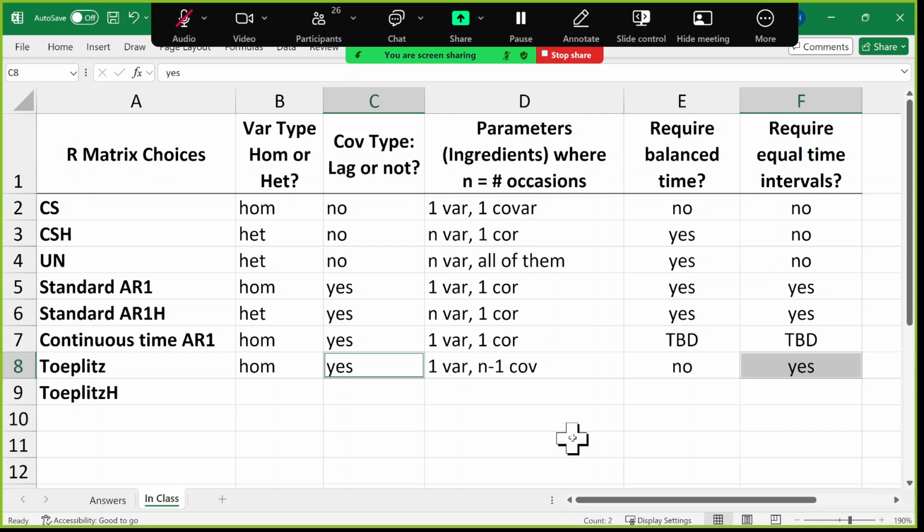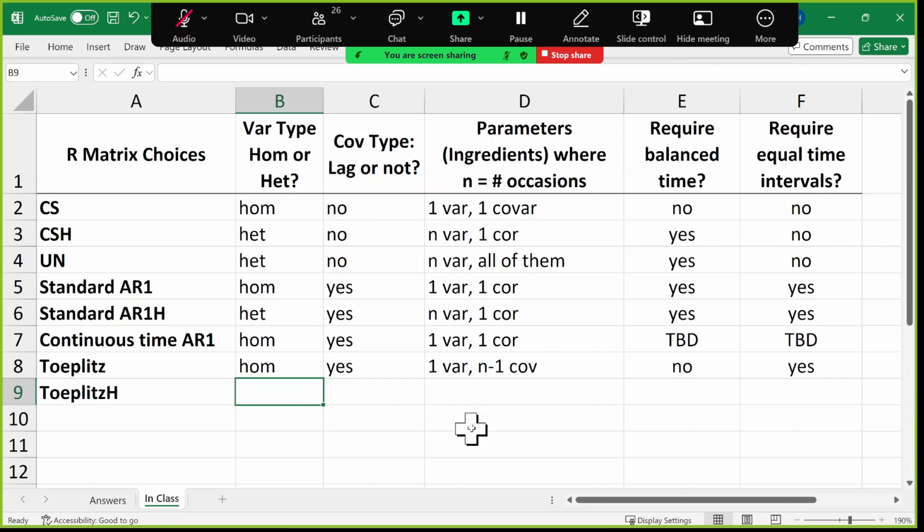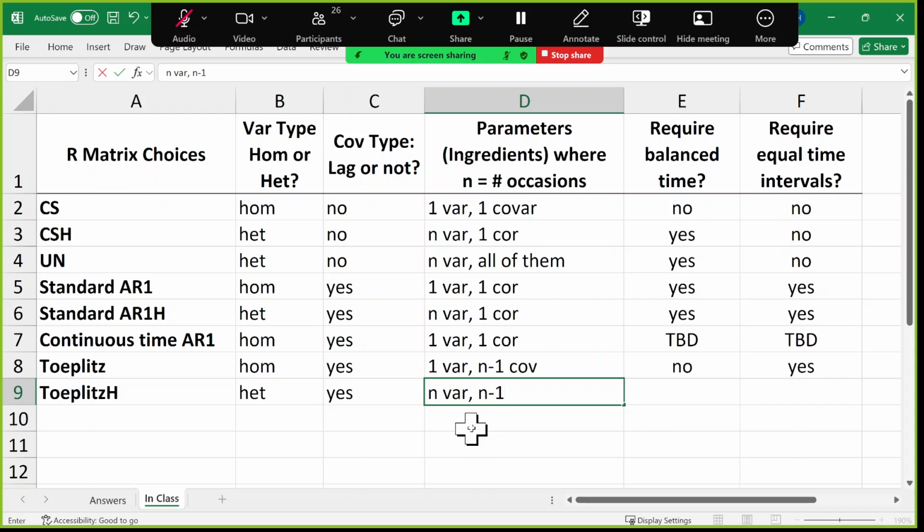So finally, applying all the things that we have learned here, when we have a toplets heterogeneous, what kind of variance do we have? What's in the diagonal here? Heterogeneous variances, exactly. Do we have bands or lags involved? Of course we have, because that's toplets. Now, in terms of parameters, what's the main difference? In the variance part, right? Instead of just one variance, now we will have as many variances as occasions we have, but the bands or lags will be the same. We can have up to n minus 1 correlations because variances are different. Okay?